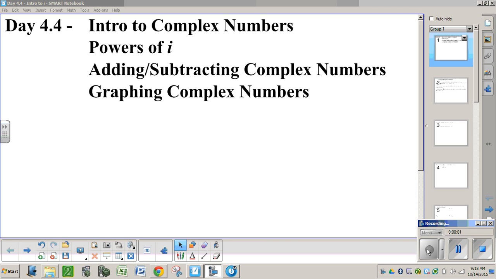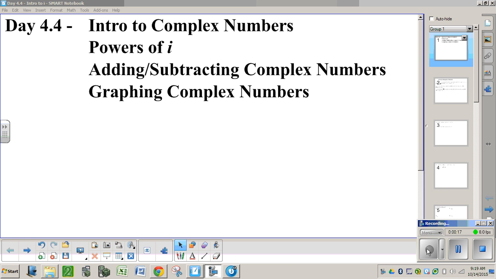Hey guys, welcome to 4.4. This is probably one of my favorite lessons because this is where we talk about imaginary numbers. Yes, after this lesson you will finally be able to take the square root of a negative number. This is like the highlight of my year.